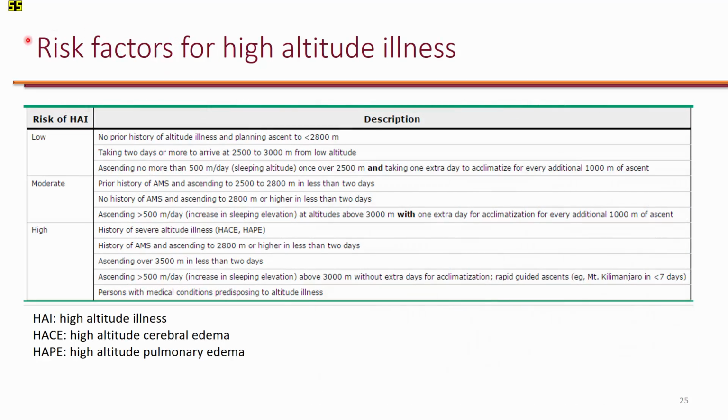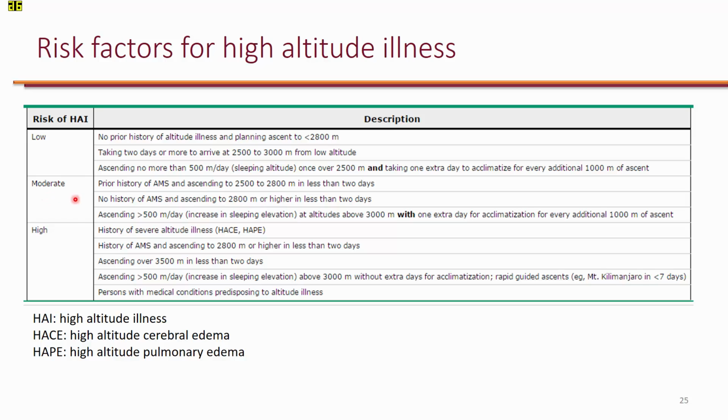Now here are some risk factors for high altitude illness. In general, low risk is if someone had no prior history of altitude illness and planning ascent to less than 2,800 meters. Now taking 2 days or more to arrive at 2,500 to 3,000 meters from low altitude and ascending no more than 500 meters per day, sleeping altitude once over 2,500, and taking 1 extra day to acclimatize for every additional 1,000 meters of ascent. So these are good things because they will have low risk of high altitude illness.